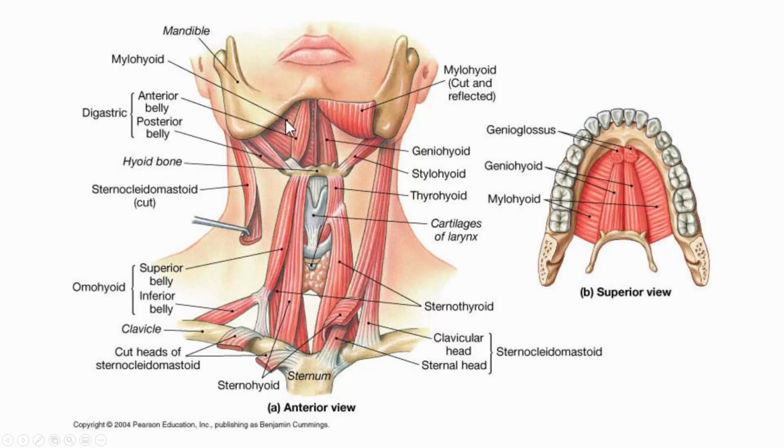Underneath that is going to be the mylohyoid. And if we look over here at the mandible, we can see the mylohyoid muscle as kind of the floor of the mouth that the tongue will be sitting on top of. Oh, and also this is a good picture of the sternocleidomastoid muscle.